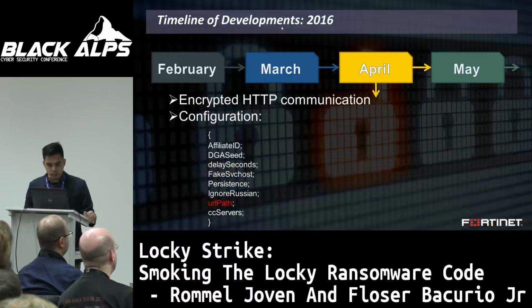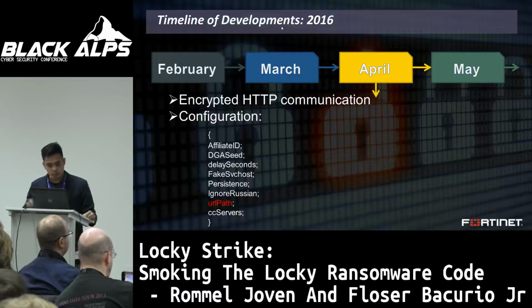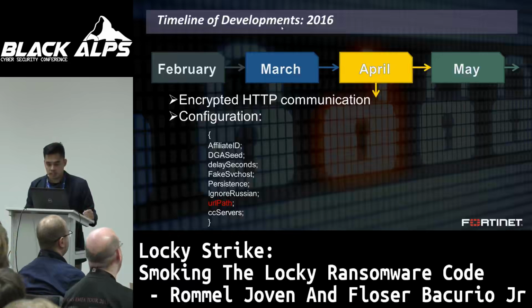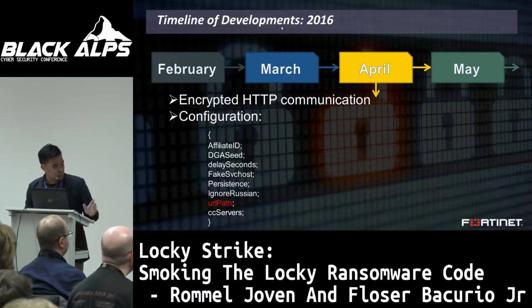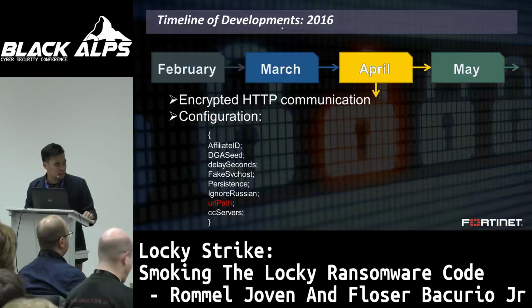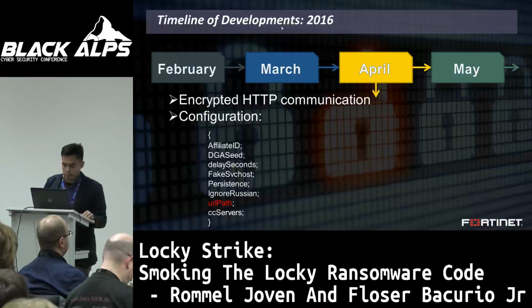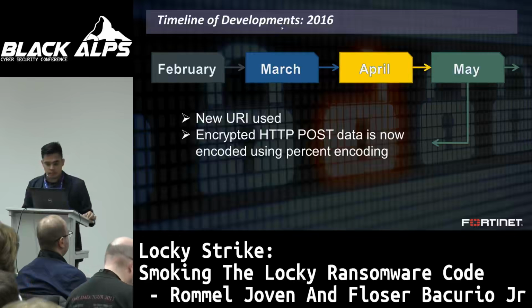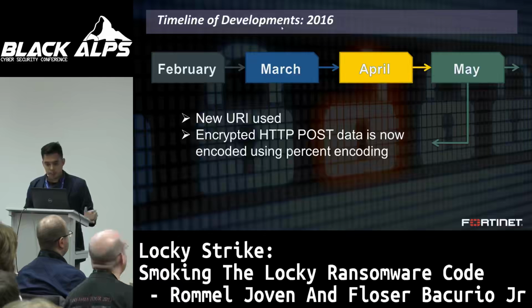For April 2016, another improvement is the custom encryption of HTTP communication with the CNC. The HTTP traffic is now encrypted using both AES and RSA, so it's more difficult to trace. And for the configuration, there's again another entry, which is the URL path. In May 2016, the encrypted HTTP POST data is now encoded using percent encoding.